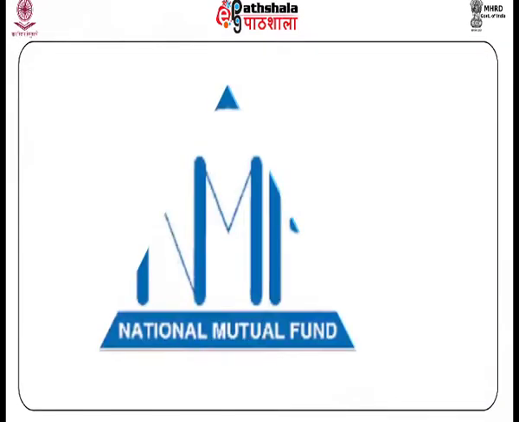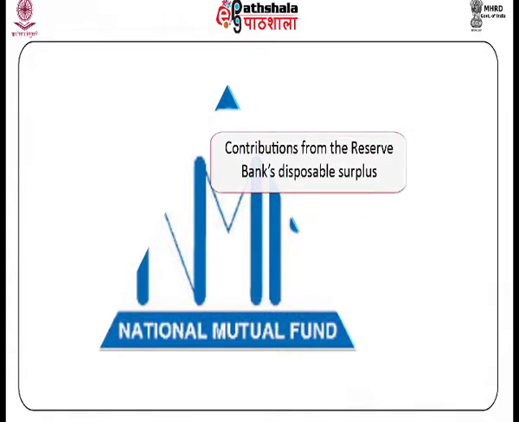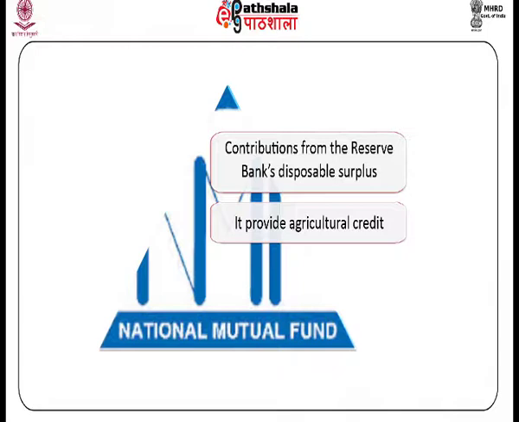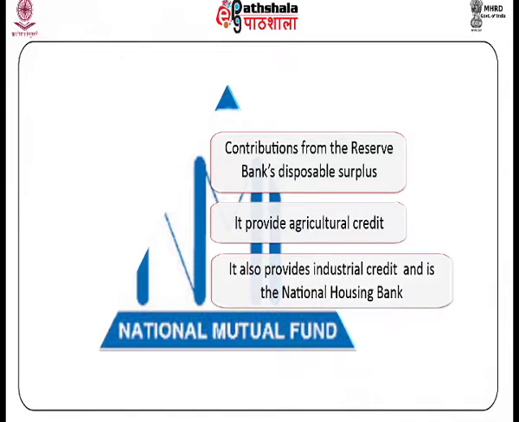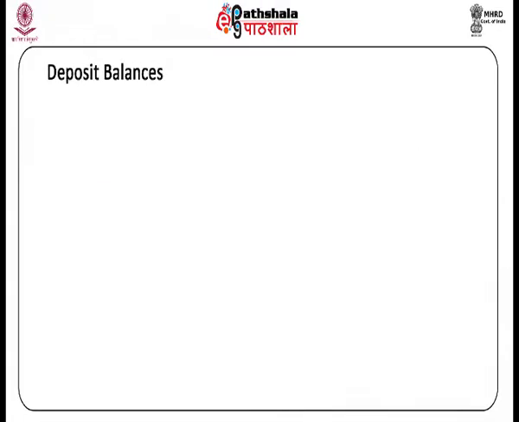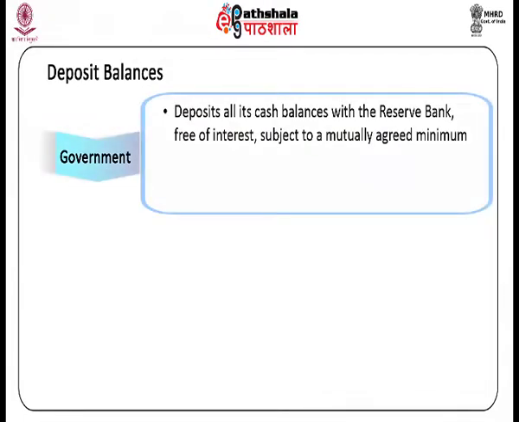National mutual funds, the second set of liabilities, were constituted from time to time out of contributions from the Reserve Bank's disposable surplus under Section 46(1) to provide agricultural credit 1956 to 82 when money was transferred to the newly constituted National Bank for Agriculture and Rural Development, Industrial Credit 1964 to 2002, and the National Housing Bank. The third set of liabilities include deposit balances maintained by the government, banks, and other eligible parties.